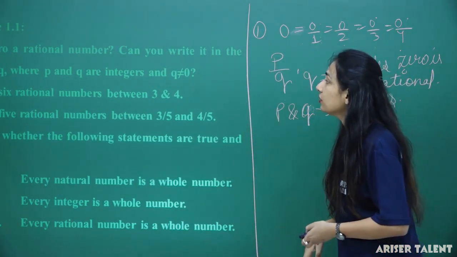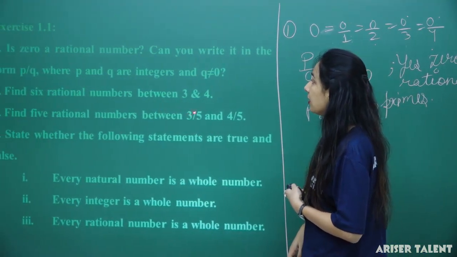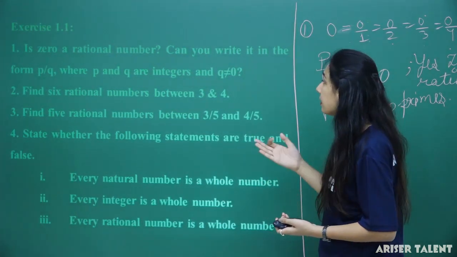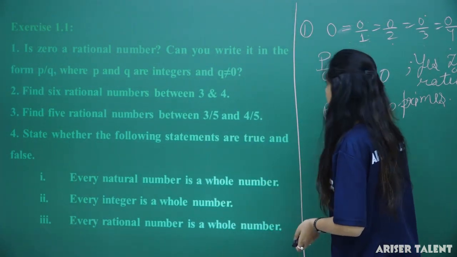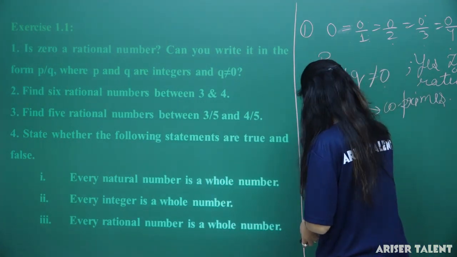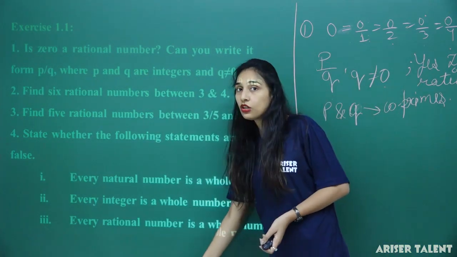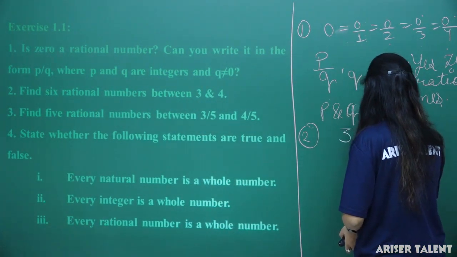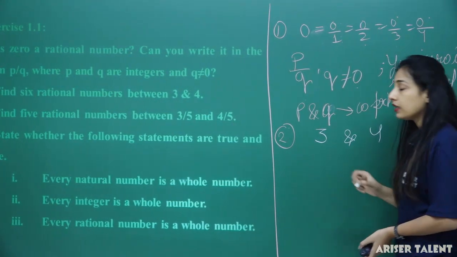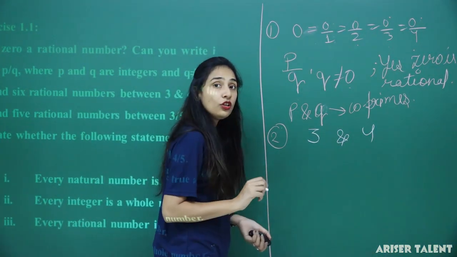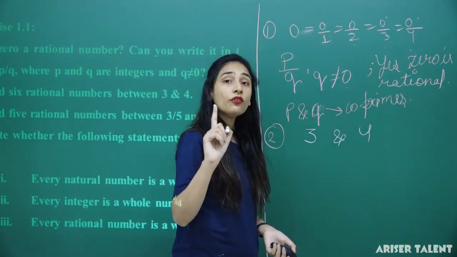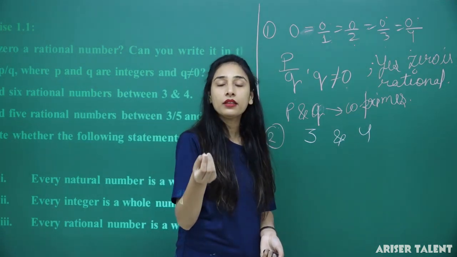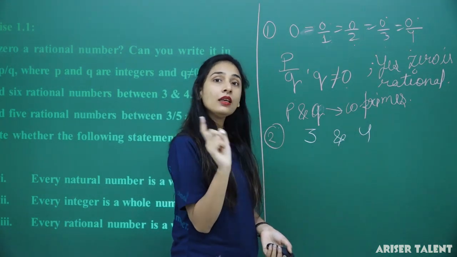Now the second question: find 6 rational numbers between 3 and 4. How will you solve it? It is very obvious that we have to find rational numbers between 3 and 4. You can find them with different methods, but we are here applying the denominator method.